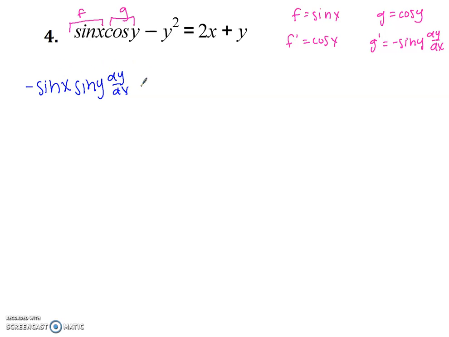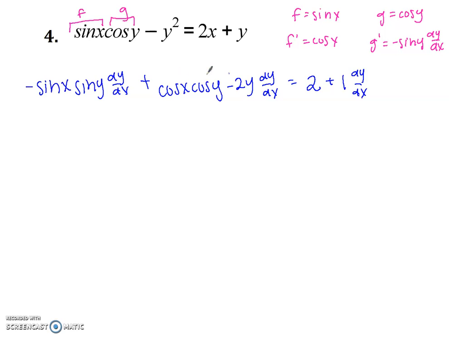So this is f g prime, then plus f prime times g, so that's cosine of x, cosine of y. Again, I can't multiply them together because they have different variables. Then minus 2y, so this is just regular derivative. That'll be dy dx equals derivative of 2x is 2, derivative of y is 1. Tack on a dy dx.